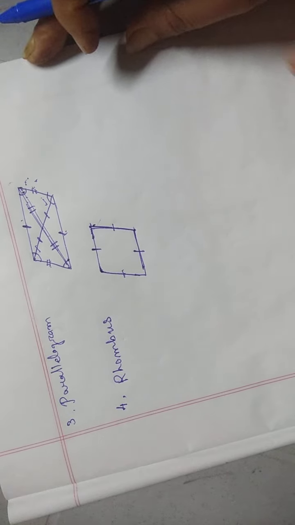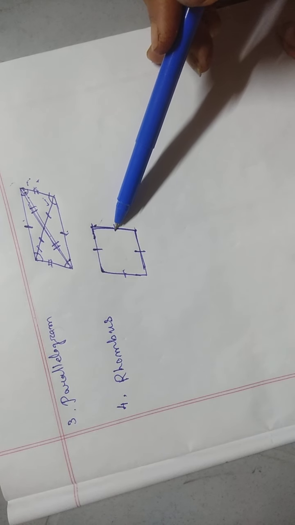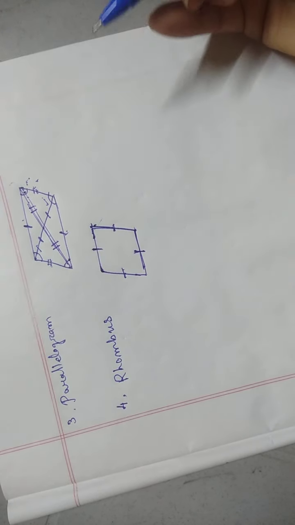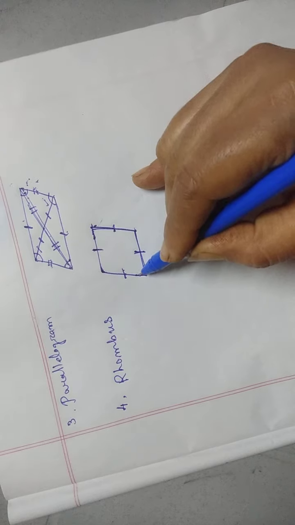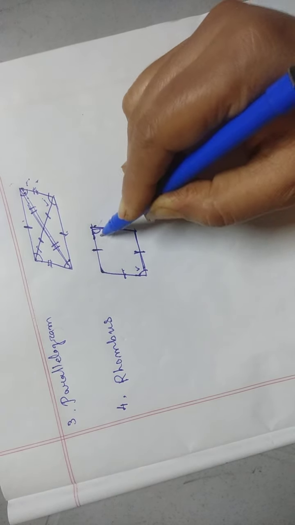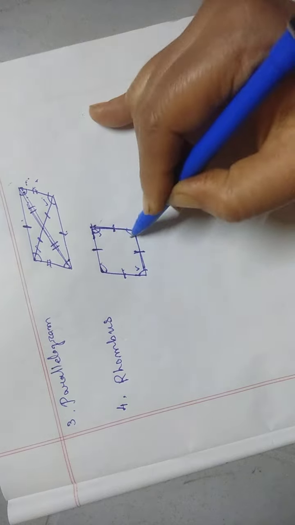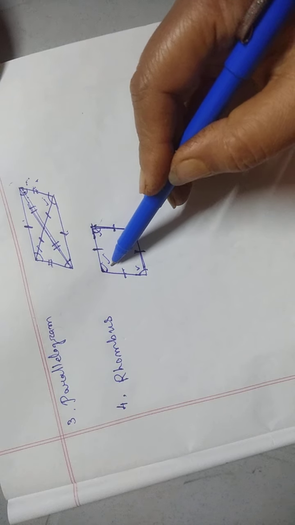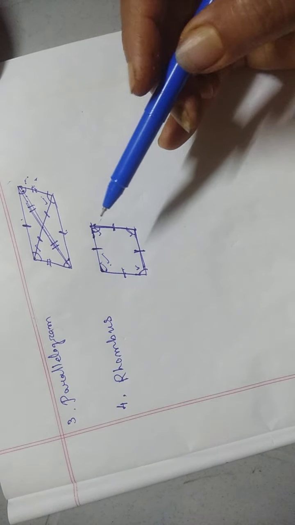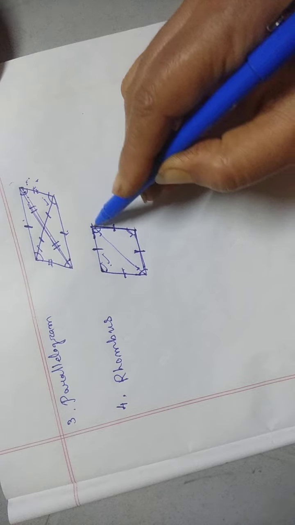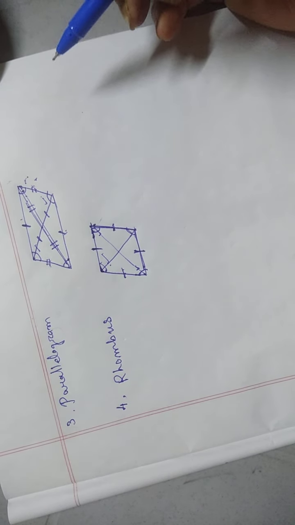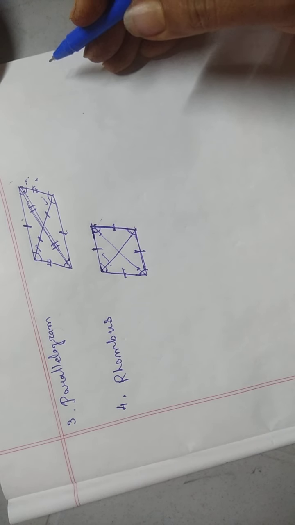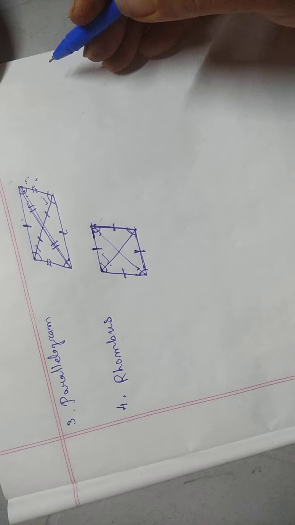That means from here you can find the properties. Number 1 is opposite sides are equal and parallel. Number 2, opposite angles are equal. Opposite angles. Okay. These two angles are equal. Is it clear? Angles are equal. Clear? Third property, diagonals. If you draw the diagonals, they bisect each other, and also they are perpendicular to each other.